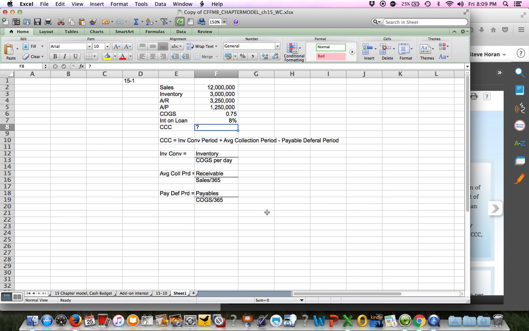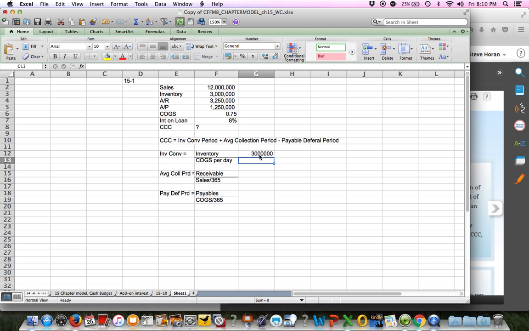So let's just plug in the numbers of the current situation that they've given to us and figure out what the CCC is, basically the base case, what it is right now currently. So let's just go ahead and type in the numbers. So inventory conversion is the first one. So inventory is 3 million, as I type in the numbers here.